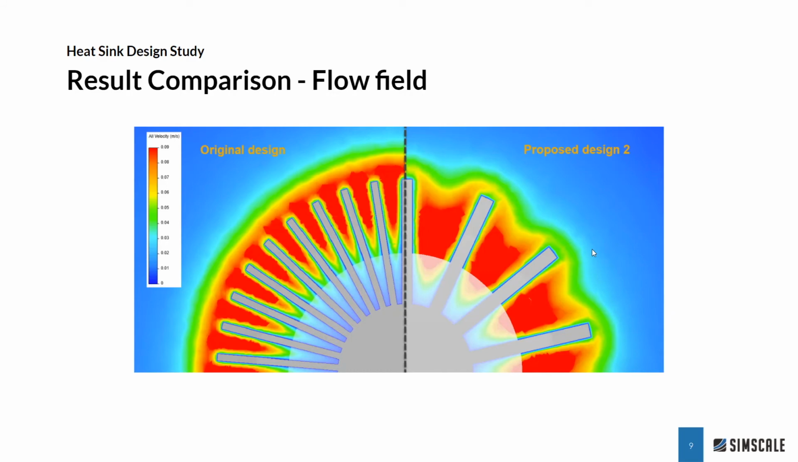And we can actually understand why this is the case by looking at the convective behavior. If we look at the original design here, we can see that there's actually not that much penetration of the airflow to the center of the heat sink channels, whereas in the proposed design 2 we have a much greater amount of flow within the heat sink channels, thus increasing the cooling capacity.